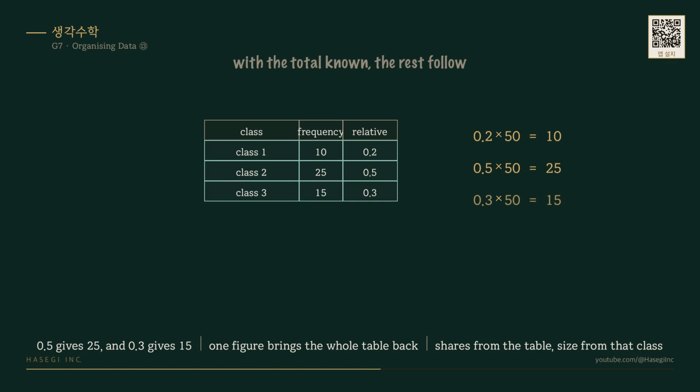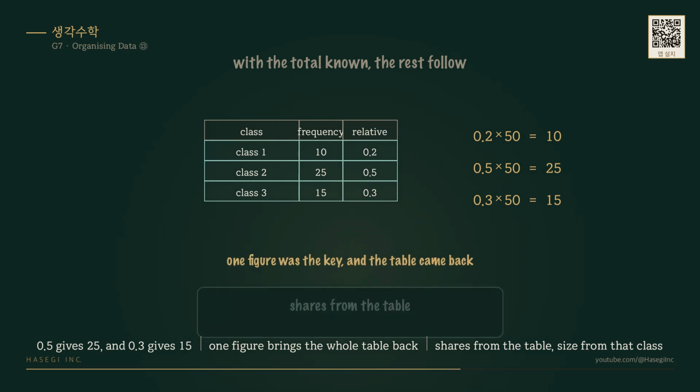The class at 0.5 is half of 50, so 25. And the class at 0.3 is 30% of 50, so 15. That one figure was the key that brought the whole table back. The relative frequencies carried the shares, and that one class carried the size.